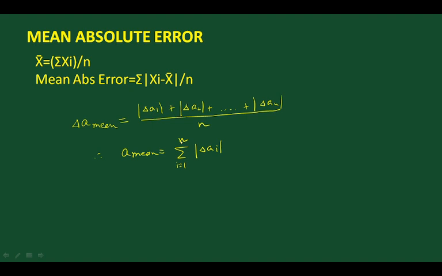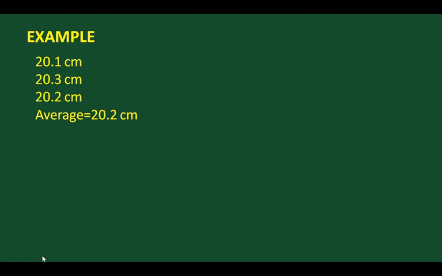So what we are getting, A mean is equal to the summation of del A i divided by n, and it is therefore A mean. This is known as mean absolute error. And the next important one is fractional or relative error. What is that? I am giving an example.